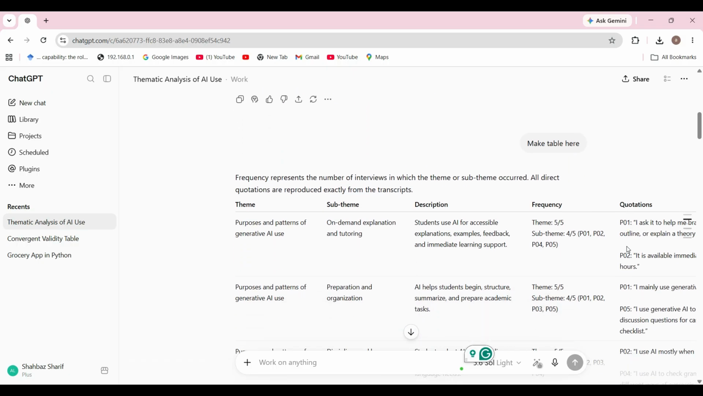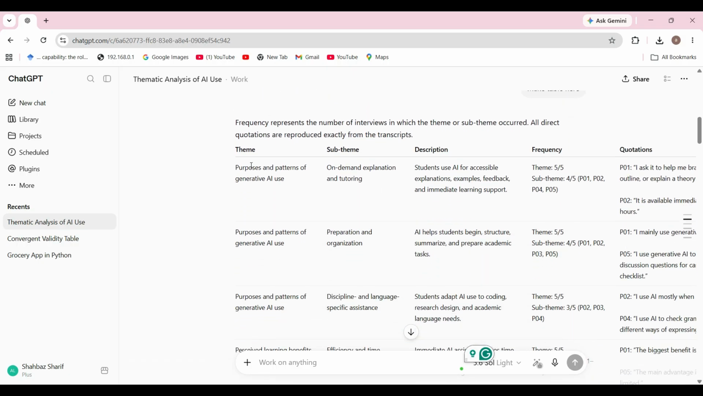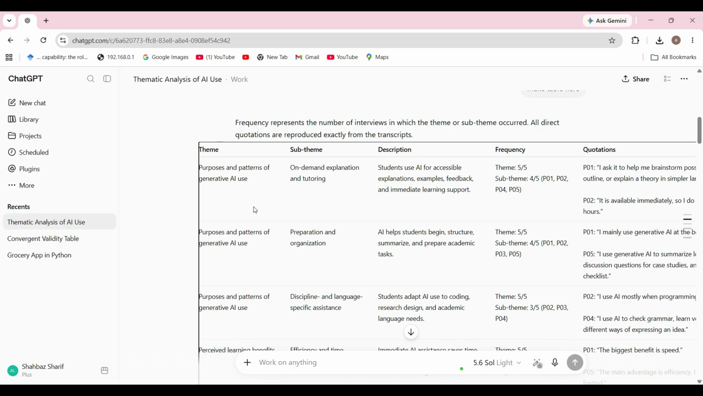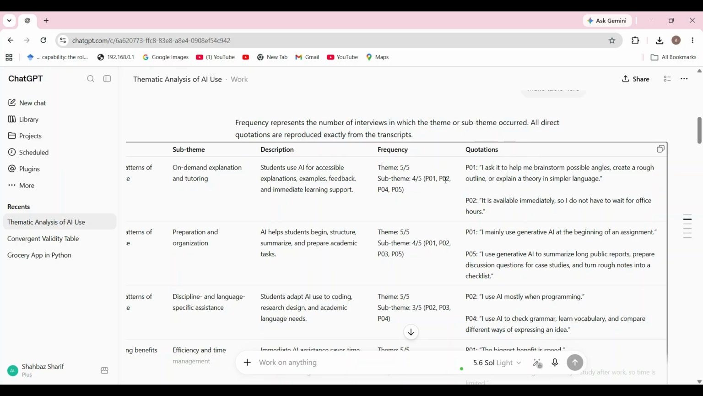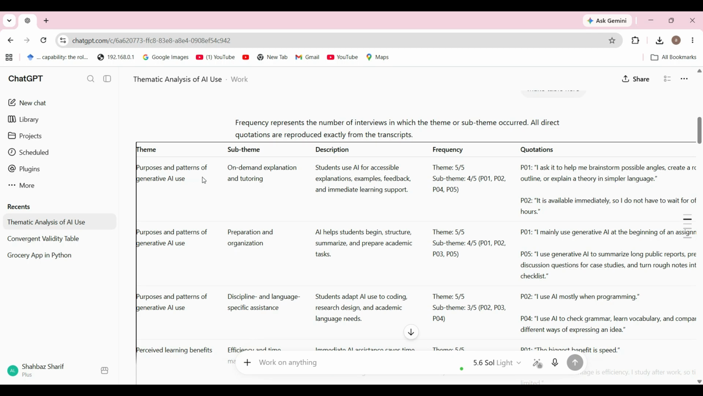After giving the prompt to ChatGPT with the 5 interviews, ChatGPT gave us a table where we can see themes, sub-themes, description, frequency, and quotations. You can see this theme, purposes and patterns of generative AI use. This theme occurs 5 times, from all 5 interviews. However, this sub-theme occurs 4 times from 5 interviews.